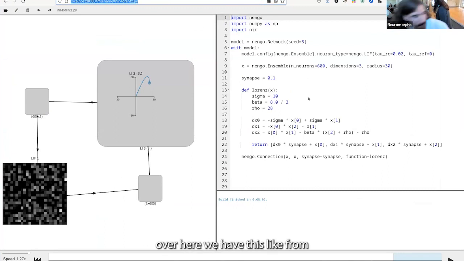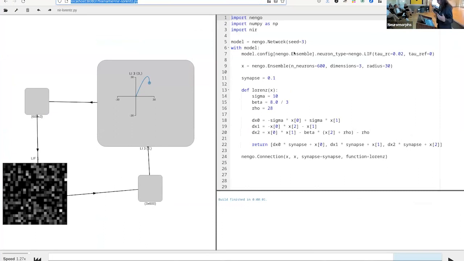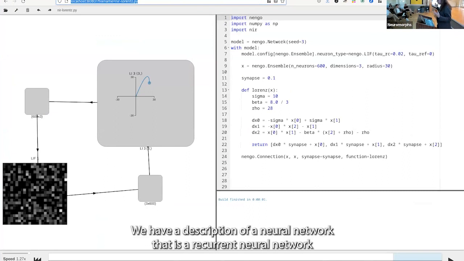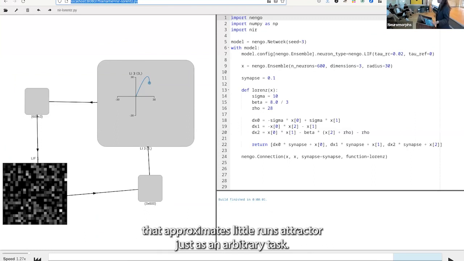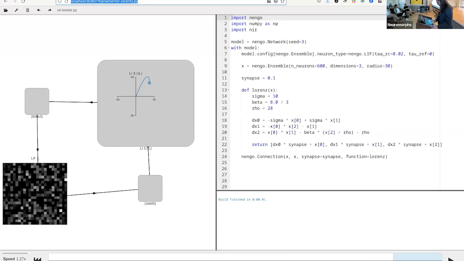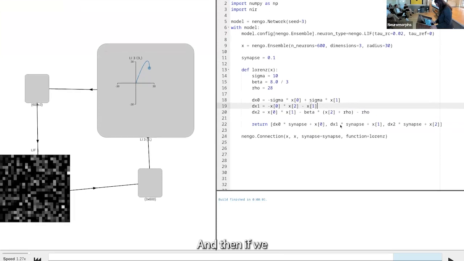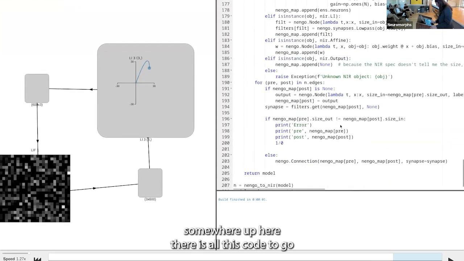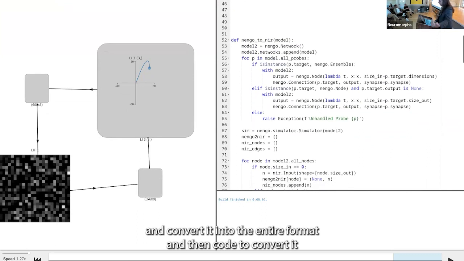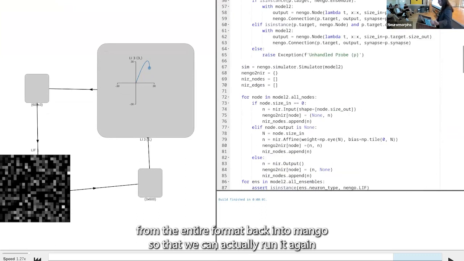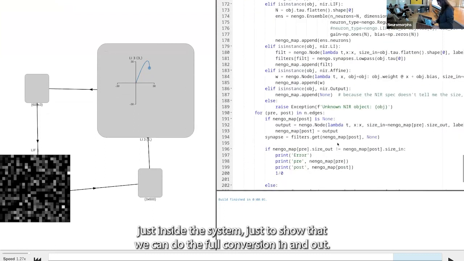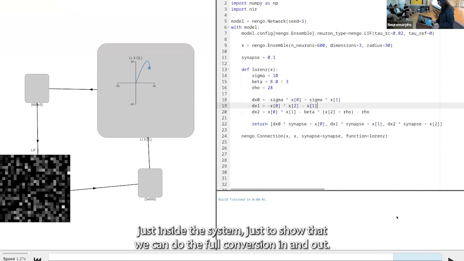Over here, we have the neural modeling approach that I tend to use, which is Nengo. We have a description of a recurrent neural network that approximates the Lorenz attractor, just as an arbitrary task. This is the exact code from one Nengo tutorial. Then somewhere up here, there is code to convert it into the NIR format, and then code to convert it from the NIR format back into Nengo so that we can run it again, just to show that we can do the full conversion in and out.